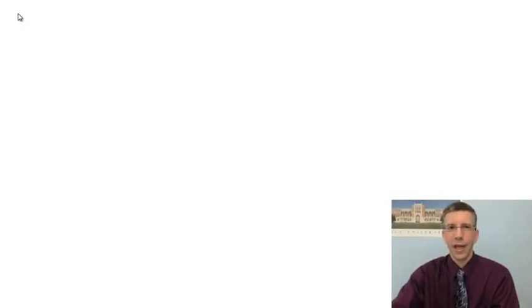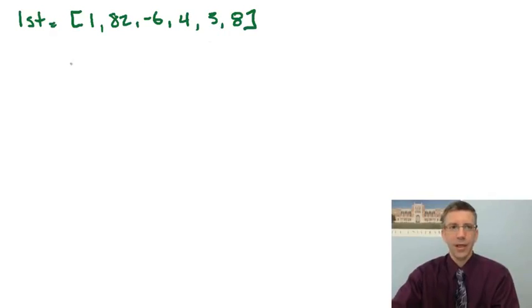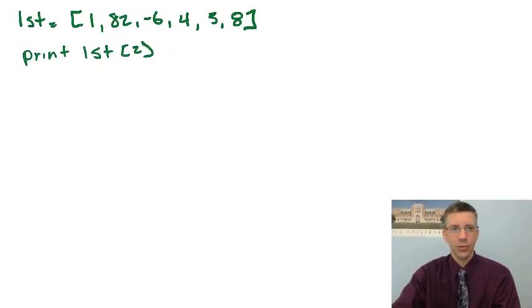Okay, so let's take a look at what we can do with lists. I can create my list here with the brackets just as we did last time, and let's put 1, 82, -6, 4, 3, and 8 in my list. I want to talk about some additional methods. We know how to access elements. If I want to print lst[2], we know that we'll print -6. I can get to the last element: I can print lst[-1], get to 8.